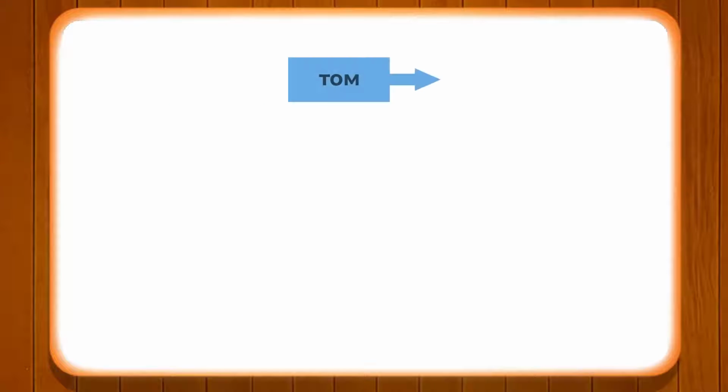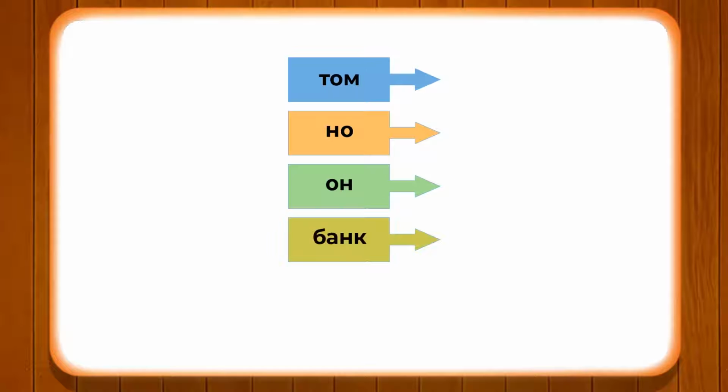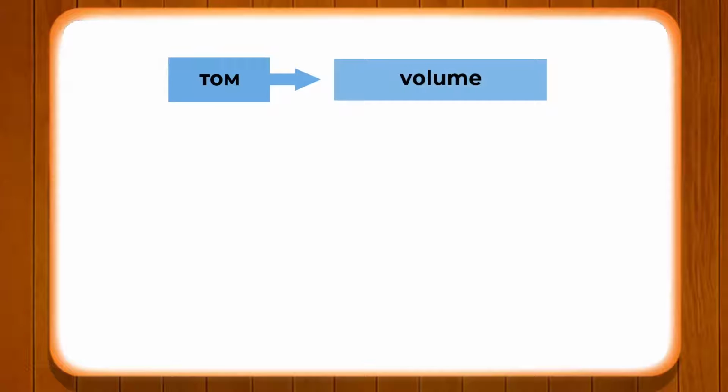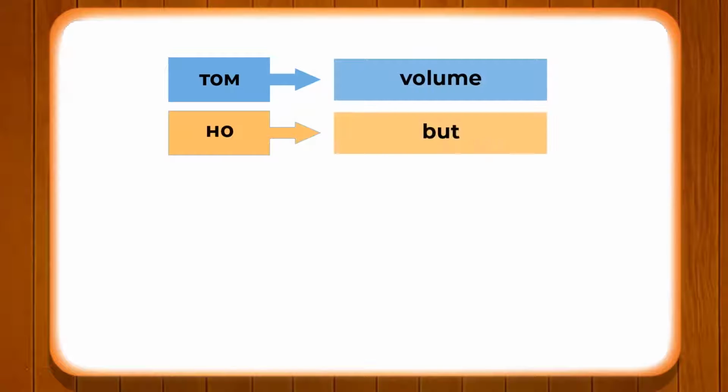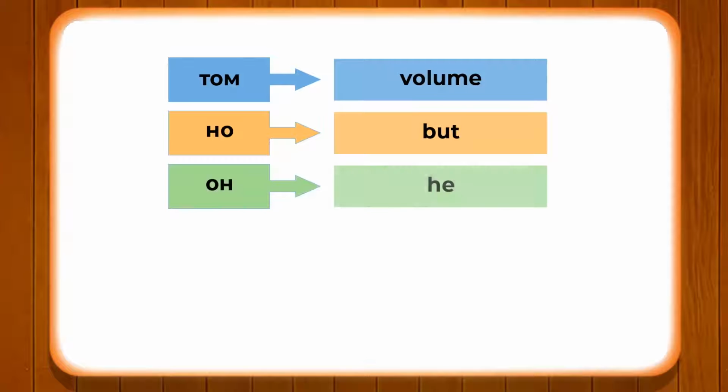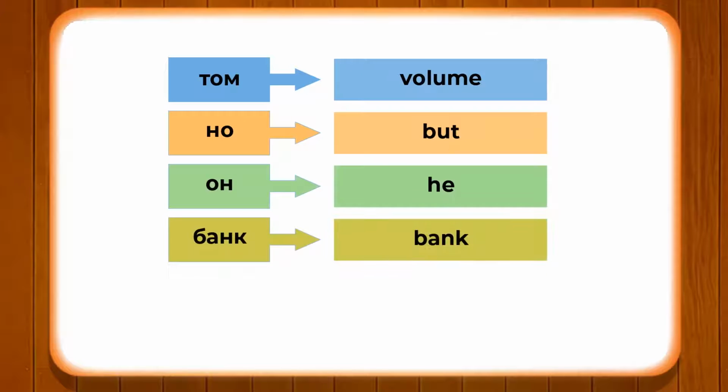All right, we will go ahead and see some more examples, so that with the help of these examples we can also understand the nature of these letters when combined together and the meaning of the words which they make. So, we have tom, no, on, bank and more. Tom means volume, no means but, on means he, bank means bank, and the last means intelligence.